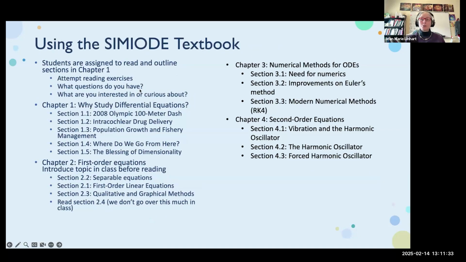We're going through most of chapter 1. We're going through most of chapter 2. We're going through a lot of chapter 3, but not all of it. And we're certainly starting in on chapter 4. That's all we're going to get in the quarter.